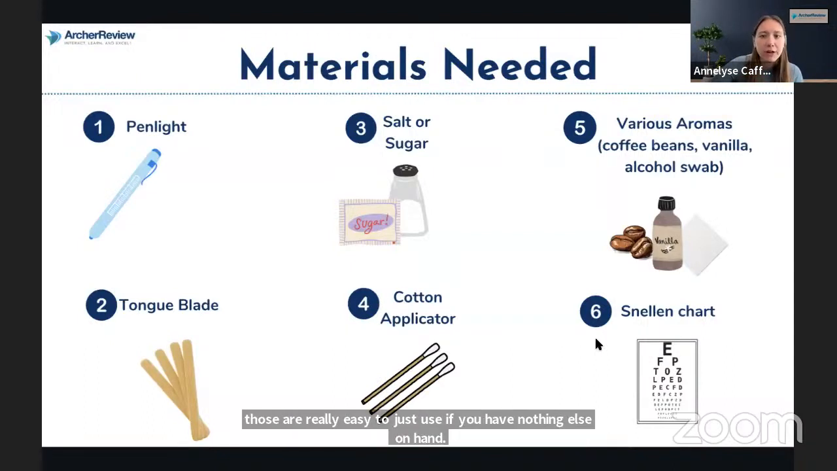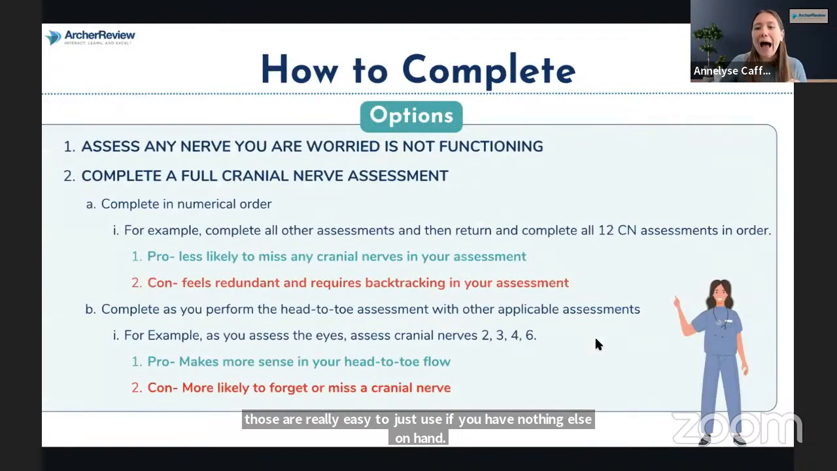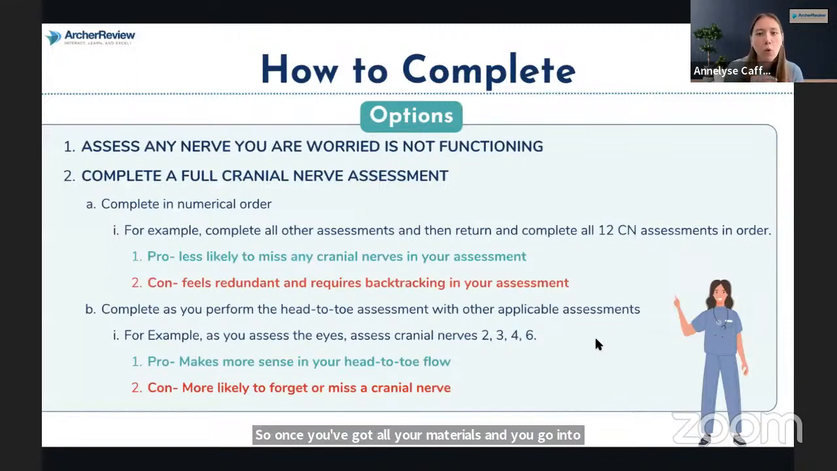So once you've got all your materials and you go into the room, we look at how we assess cranial nerves. So what order do we do them in? Do we do all of them? Do we just do some of them? And that's really going to be up to you as the nurse using your nursing clinical judgment. The first thing I would say is that we always assess any cranial nerve that we're worried is not functioning.